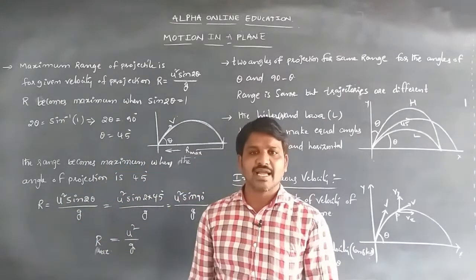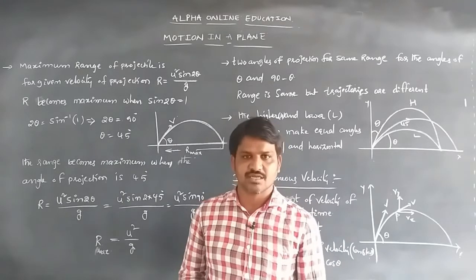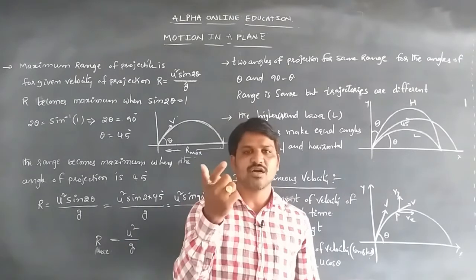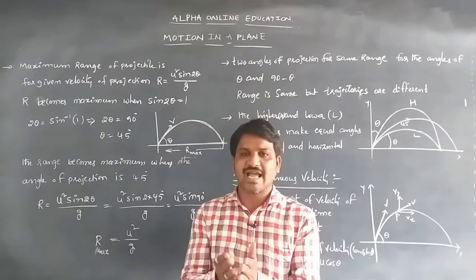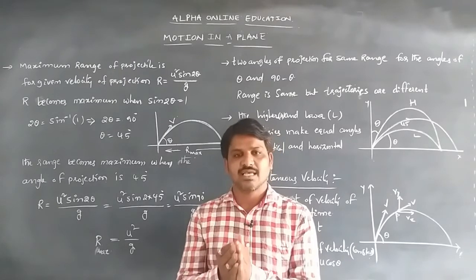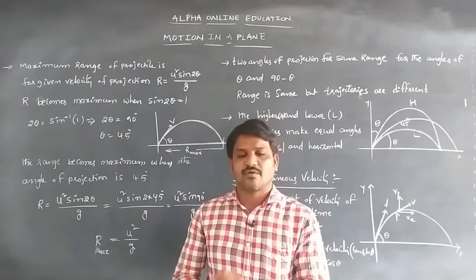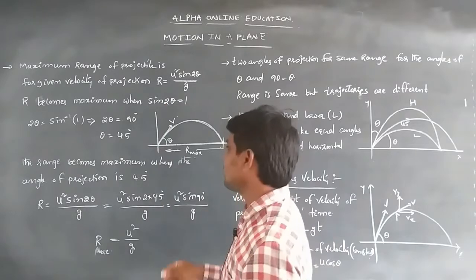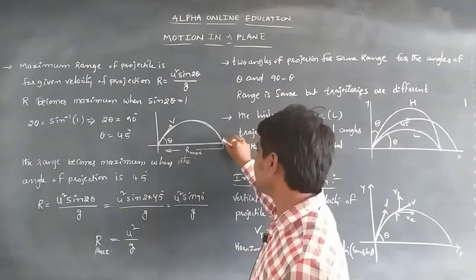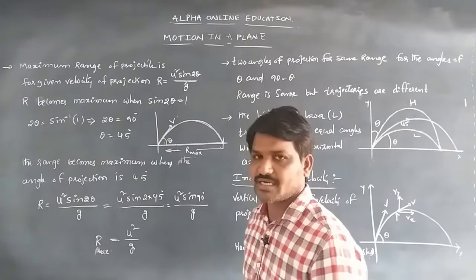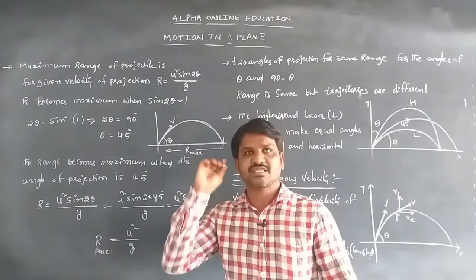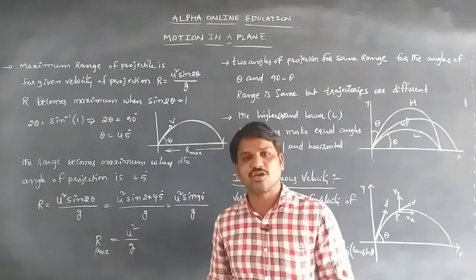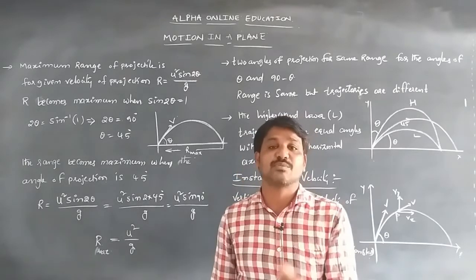If the body is projected with some velocity, at a certain angle the body can go the maximum distance forward. That is the maximum range. The distance the body travels depends on the angle theta. For example, if a body is projected like this, making an angle theta with the horizontal, the maximum range depends on that angle also.